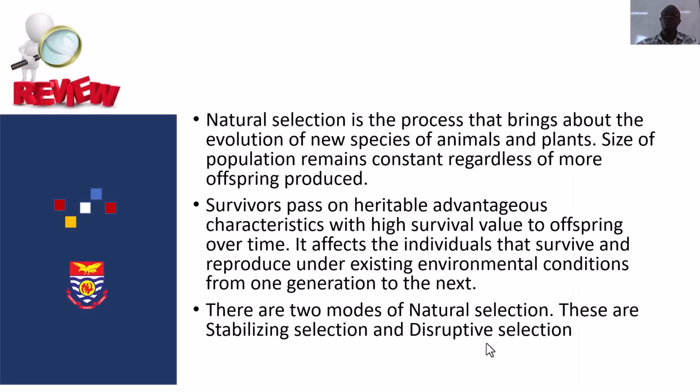So, in review, natural selection is a process that brings about the evolution of new species of animals and plants. The size of the population remains constant regardless of more offspring produced. Survivors pass on heritable advantageous characteristics with high survival value to offspring over time. It affects the individuals that survive and reproduce under existing environmental conditions from one generation to the next.